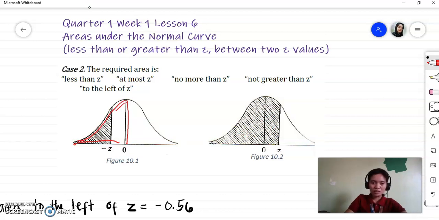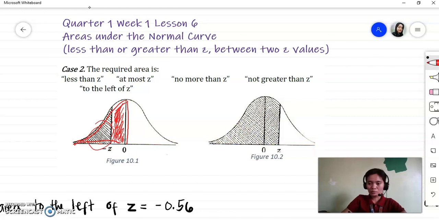And the area on this part from 0 to negative z. So you subtract 0.5, this one, and this area here that I shaded, to get this area. That's how you solve when you have a given negative z.